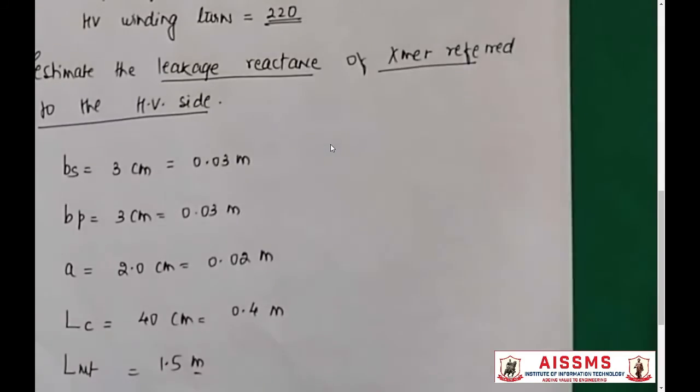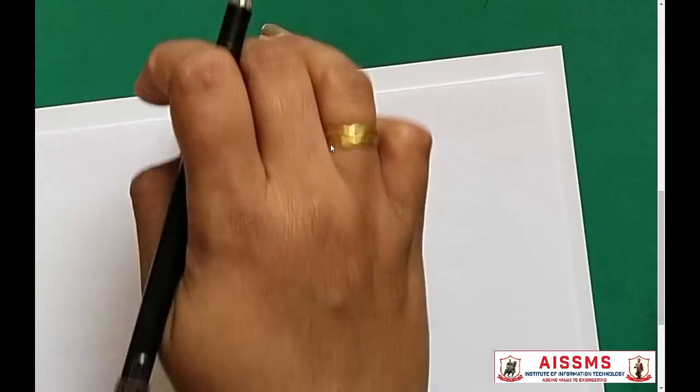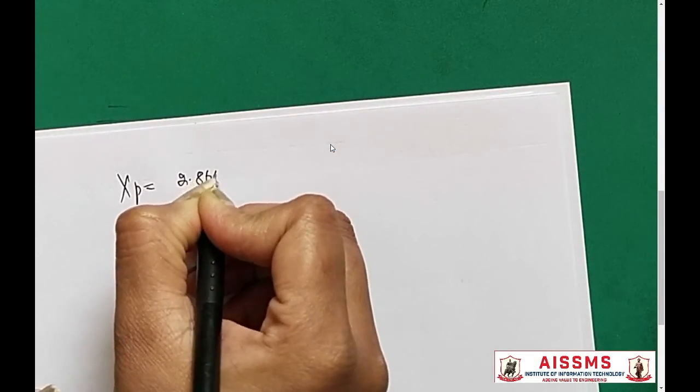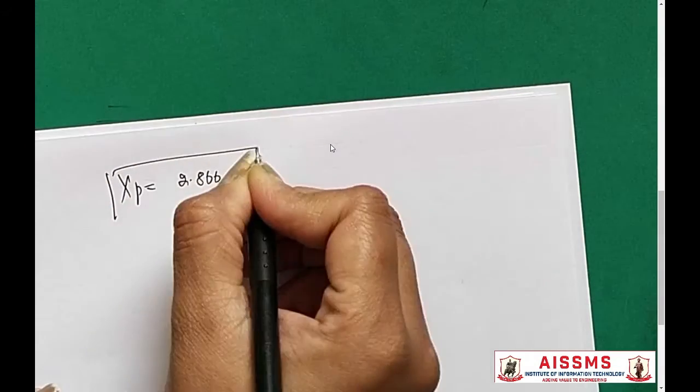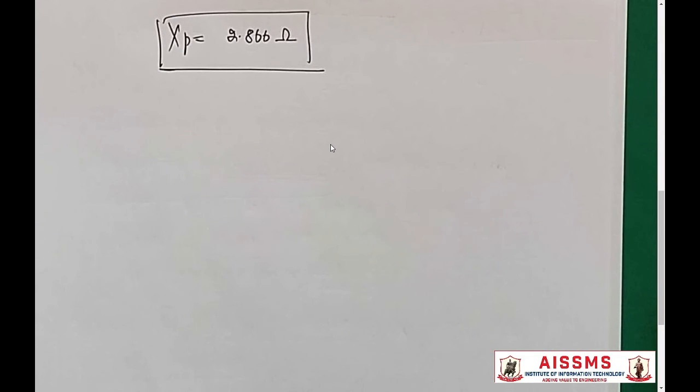Just put the values in your calculator and you will get the answer as XP is equal to 2.866 ohms. Once you have understood how to convert the given word problem into the parameters and know the formula, it is very simple to calculate the leakage reactance.